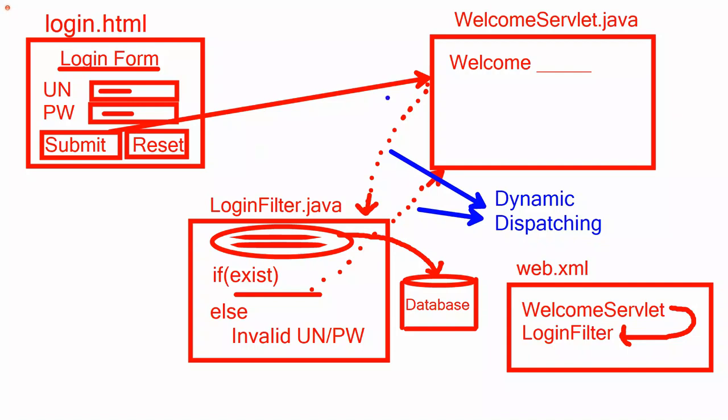Control comes, but the Servlet is not executed. The Servlet will not divert the control; the XML diverts the control. The control is diverted to the filter. The filter is executed. Then, if it is validated, the welcome Servlet is executed.